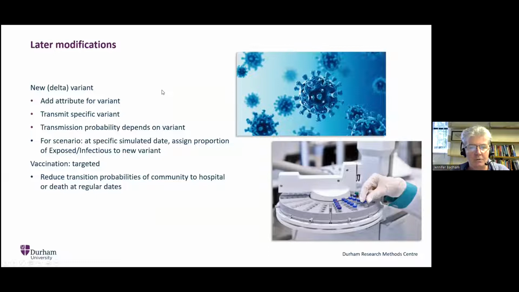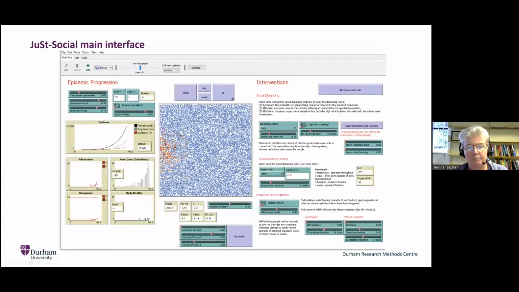And then later on in the model, we added some stuff about different variants. So the model tracked whether it was variant 1 or variant 2, with different transmission rates and so on. And also, as the vaccination programs came online, we also needed to have some people immune without ever having gone through having COVID.